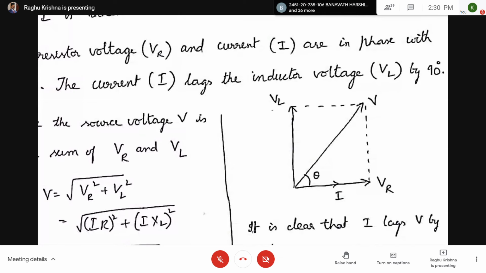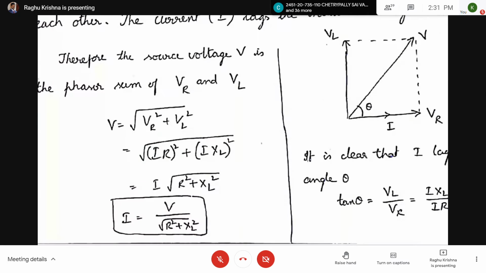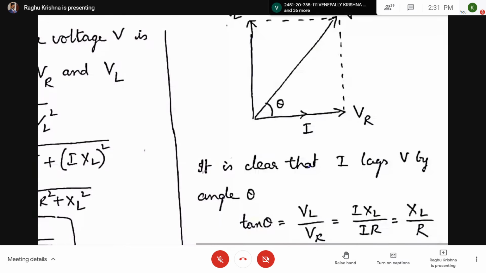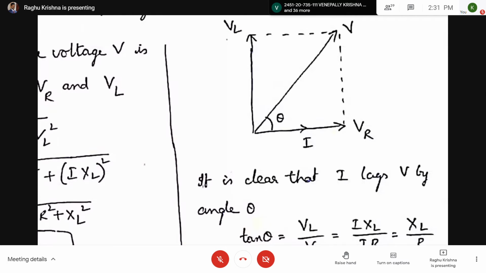Now here you can see an angle theta between V and I. You can calculate the value of theta. From the diagram, the supply voltage is V and the current is I. So the current lags the supply voltage by an angle theta. So here I lags V by angle theta.